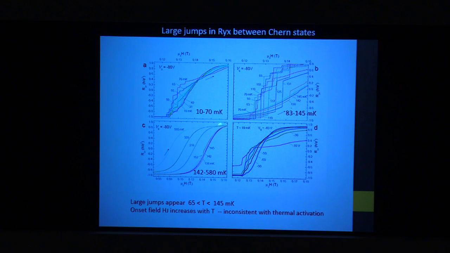This behavior is pretty much like what you would see in the standard integer quantum Hall effect in gallium arsenide. It's smooth, and this is probably interpreted correctly by the domain formation of the quantum Hall states. Let me ignore this panel for brevity.